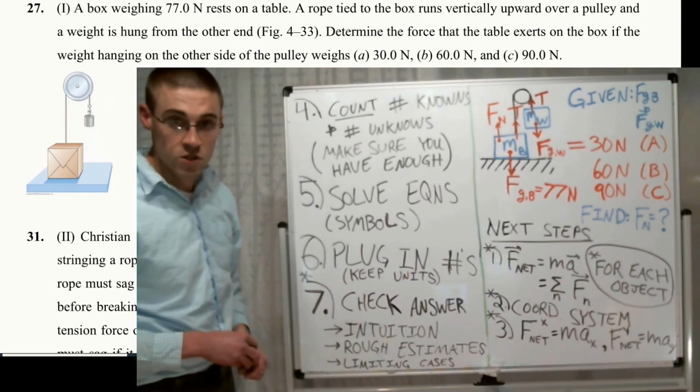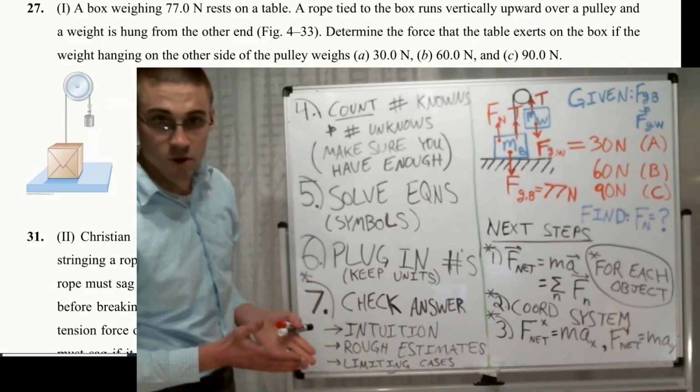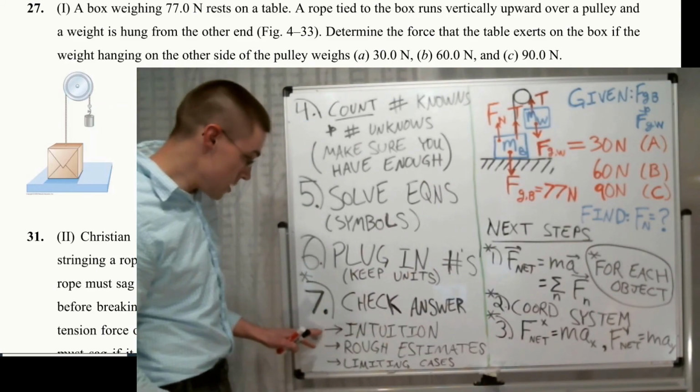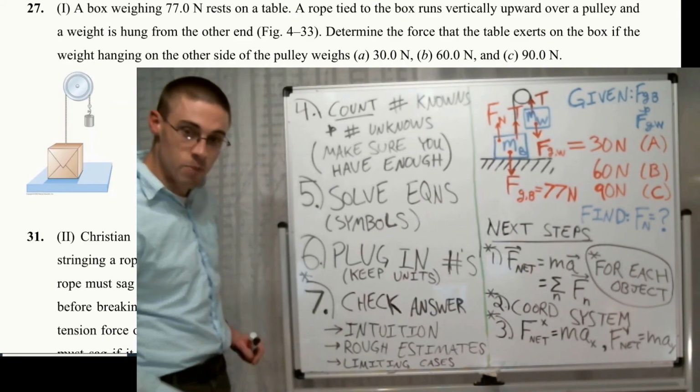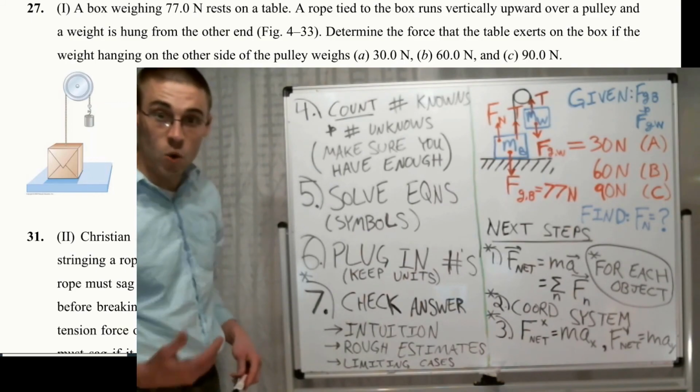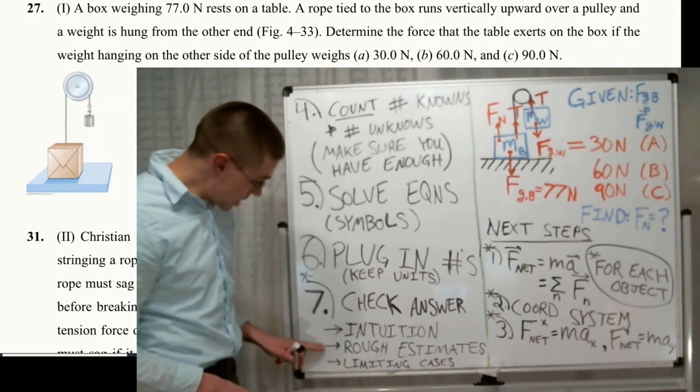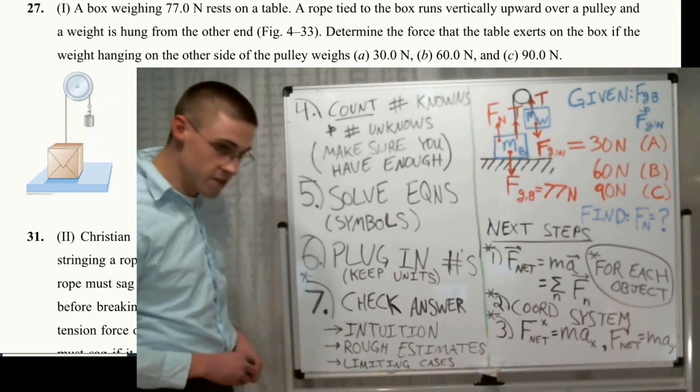Your intuition tells you that the box is not going to plunge through the floor, so this would tell you that you've done something wrong and you need to go back and rethink something, right? Likely a coordinate problem.